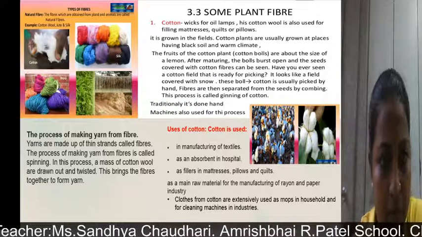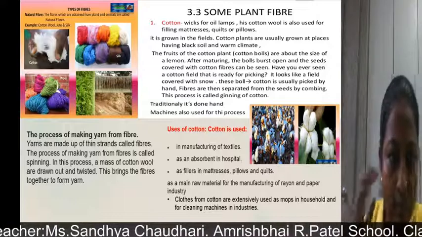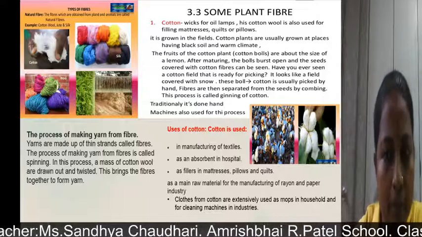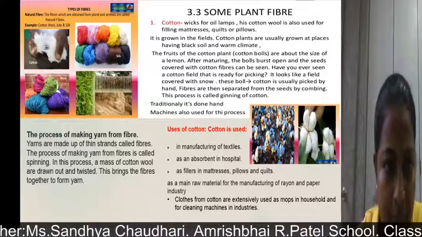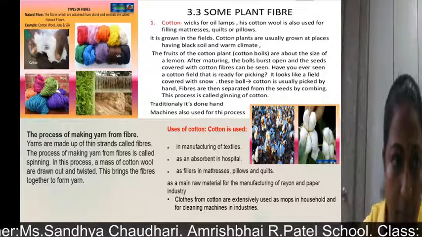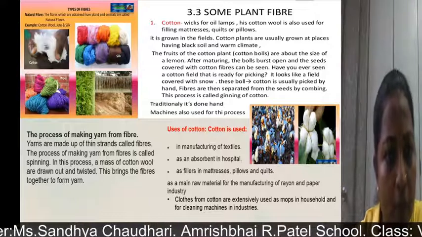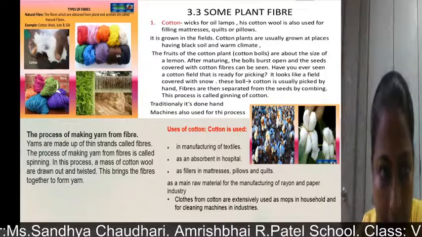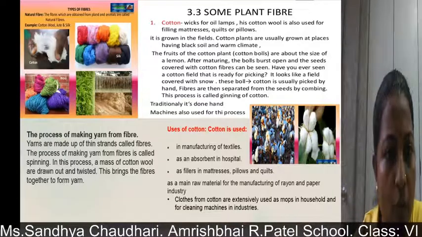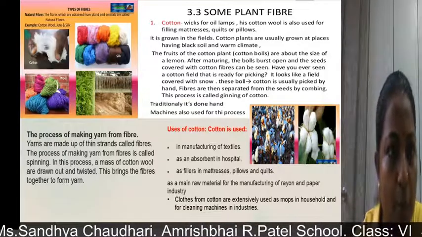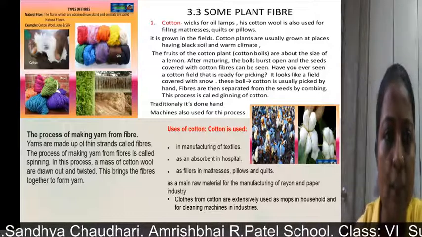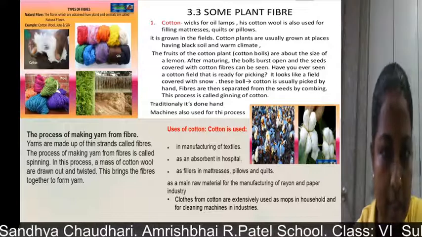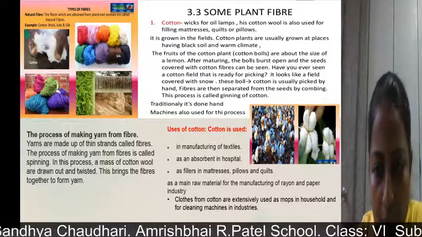And now the process of making yarn from fiber. Yarns are made of thin strands called fibers. The process of making yarn from fiber is called spinning, and in this process a mass of cotton wool is drawn out and twisted. This brings the fibers together to form a yarn. In this way we can make yarn from fibers, and we have seen the uses of cotton.